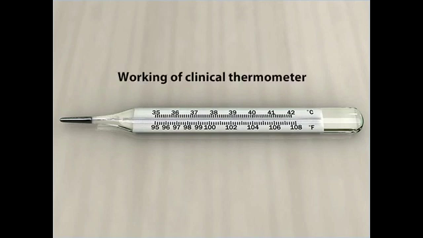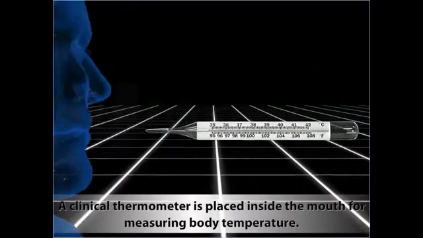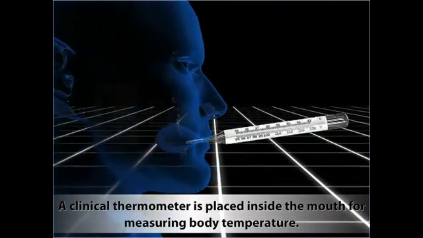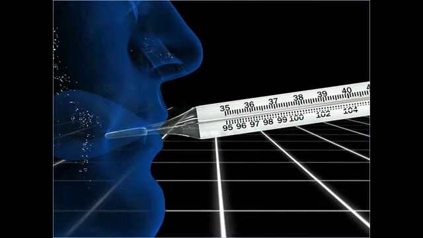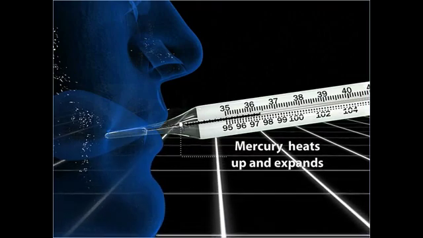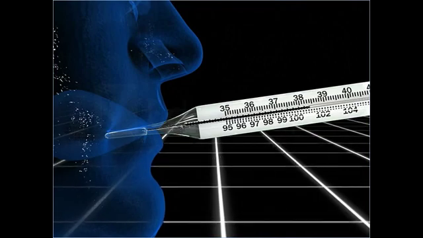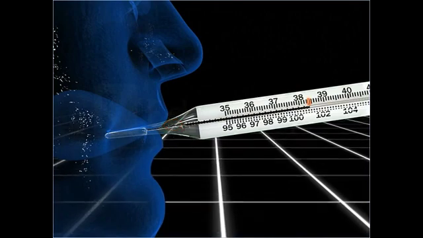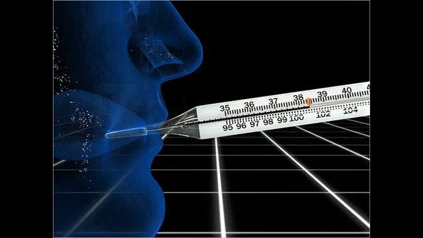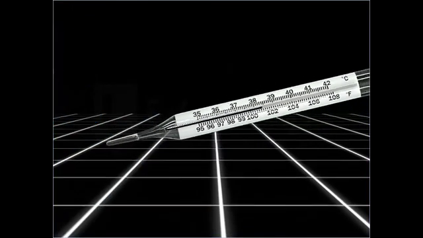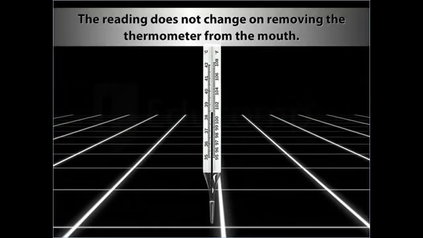Let us now see how a clinical thermometer works. A clinical thermometer is usually placed inside the mouth for measuring body temperature. Because of the body heat, the mercury inside the bulb heats up, expands, and rises to a certain level in the capillary tube through the constriction. The new level to which the mercury rises indicates the exact body temperature. You may be wondering if the reading changes on removing the thermometer from the mouth. Well, it does not.